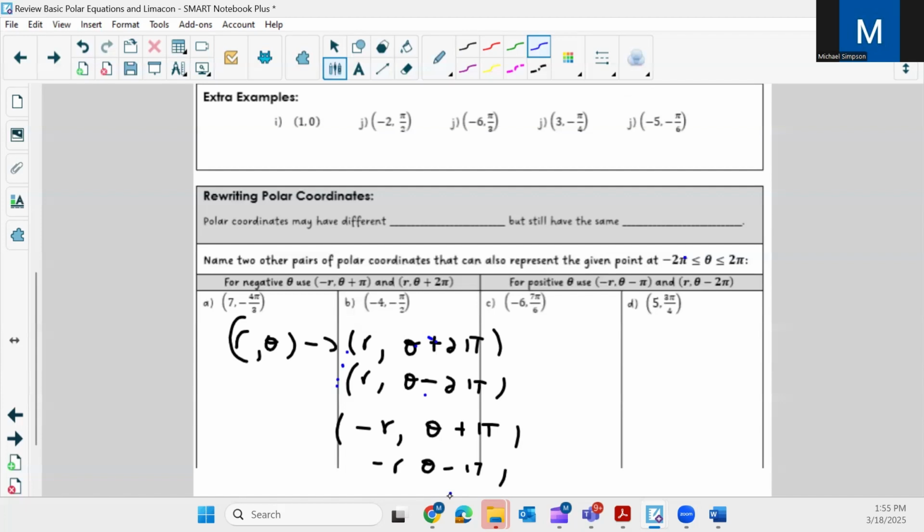Once you start, you can either add or minus 2 pi, right? You just pick one. But if it doesn't work, then you have to go to the other two sets.